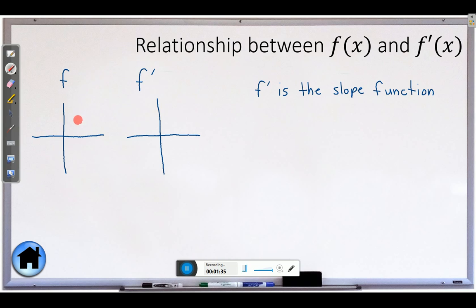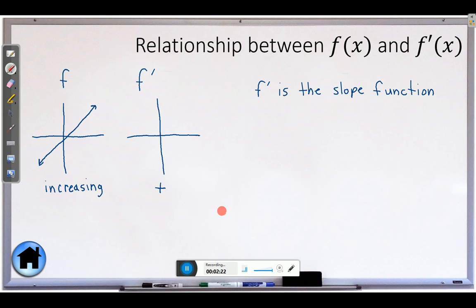So if my function for f, let's say, looks something like this, how can we describe that function f? Well, that function is increasing. And if a function is increasing, you know something about its slope. The only way a function can be increasing is if the slope is positive. That means you will be going up. You have a positive slope. So I'm going to put a little plus sign over here underneath f prime. So if my function is increasing, that means f prime must be positive.